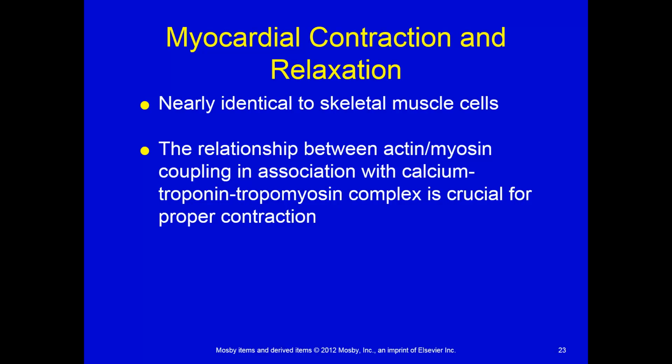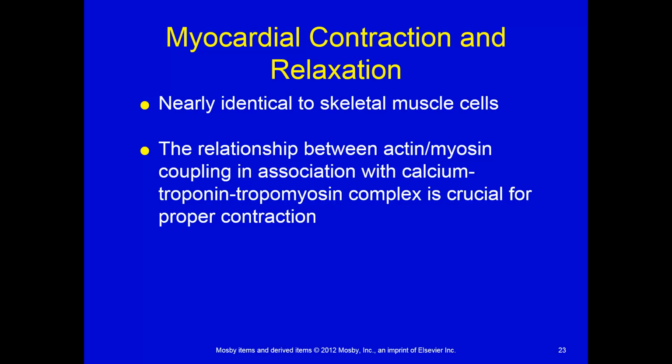How do we unblock it? How do we get that tropomyosin to move off that binding site so that actin and myosin can couple to contract? How do we get that off of there? ATP, so this is definitely a very energy-needing process. Very good.